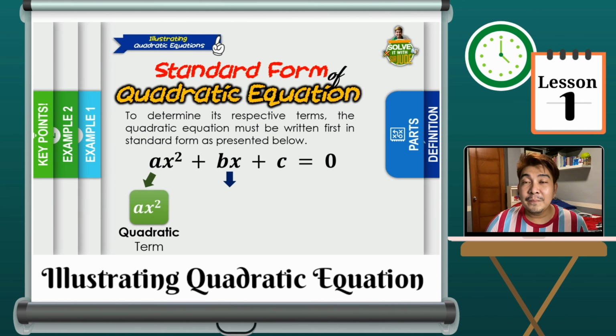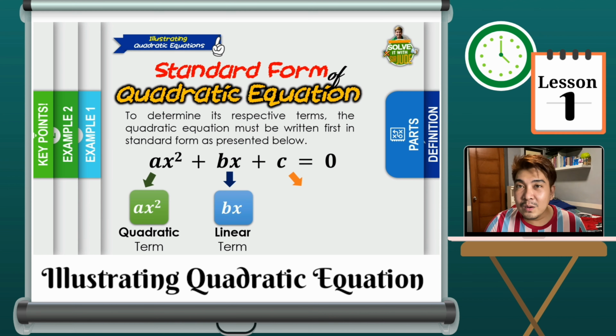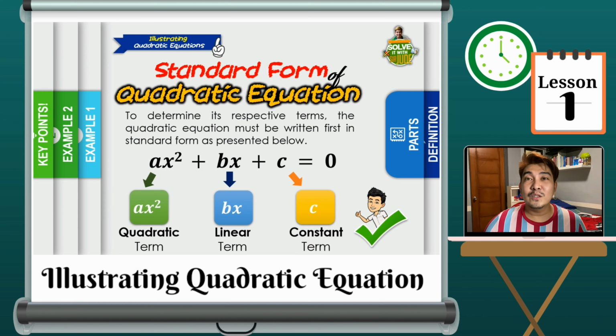Ano naman si bx? Si bx, ang tawag natin dyan ay linear term. Kay linear term, makikita naman natin ang value b. It is the numerical coefficient of our linear term. And then the last one, the last part of a quadratic equation written in standard form is the value of c. And c stands for the constant term. So, para ma-evaluate natin or para makuha natin yung values ni A, B, and C, kailangan we should see to it that the quadratic equation is written in its standard form, AX squared plus BX plus C is equal to 0. Look at the mathematical statements given.